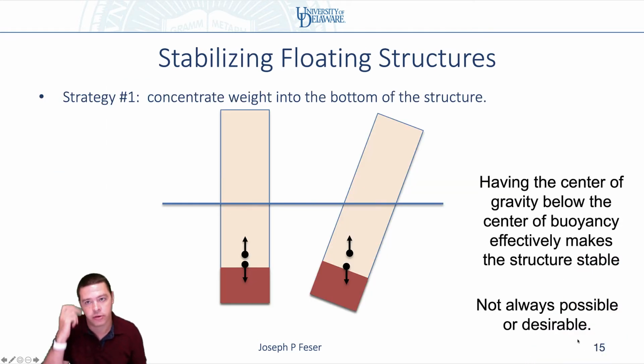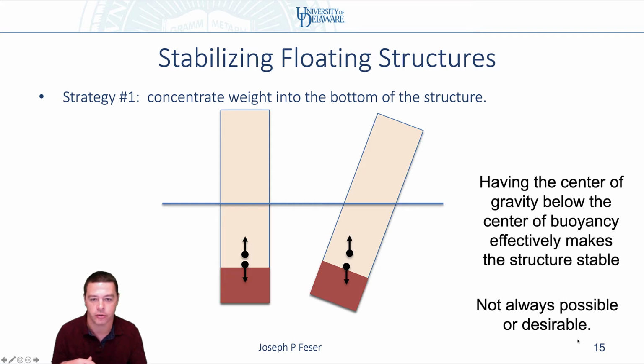So how do we stabilize floating structures? Well, a couple of things. One, we can try to move the center of mass downward so that the center of mass is below the center of buoyancy. One way to do that is to concentrate weight towards the bottom of the structure.